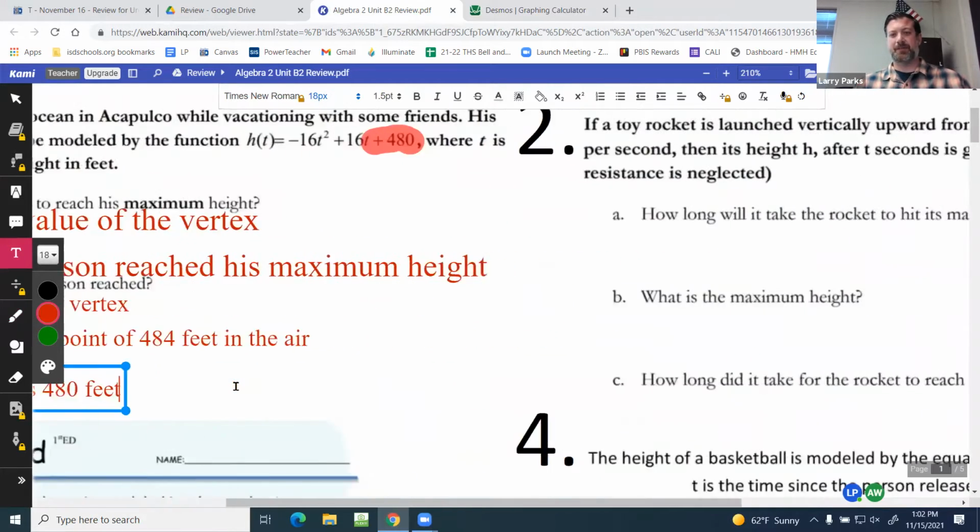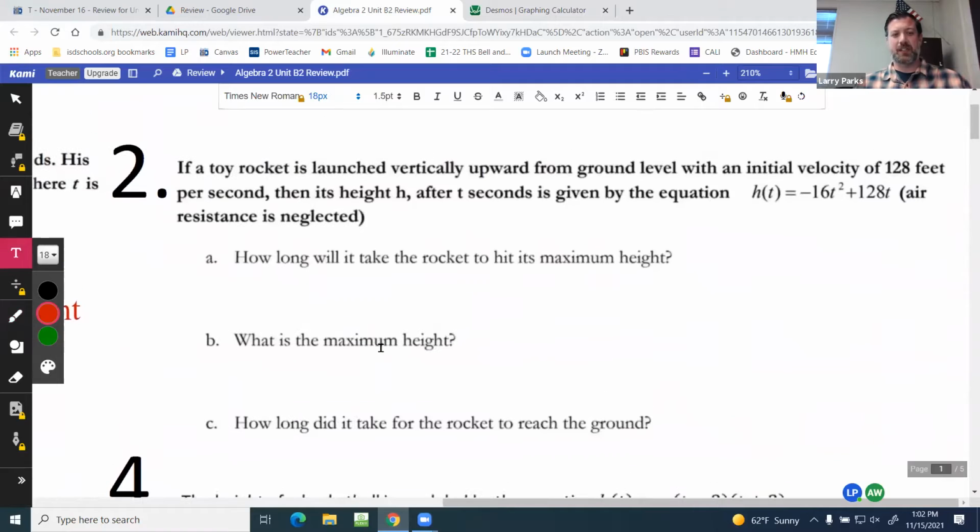So that's number one. Number two, a toy rocket is vertically launched upward from ground level. That's the reason why there's no number here, because the rocket started from the ground. So this is like 128t plus 0. With an initial velocity, that's where your velocity goes. It's already filled in for us. Time is per second, h is height, and our units is feet.